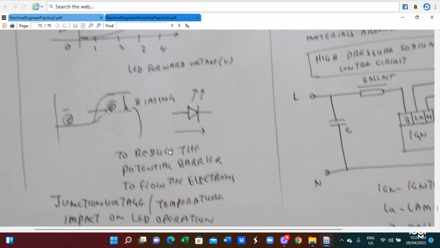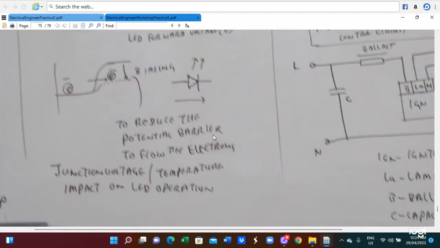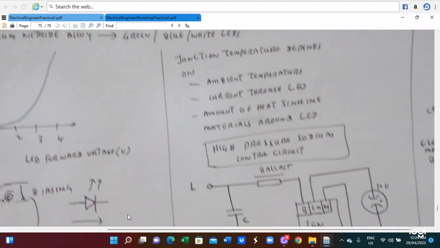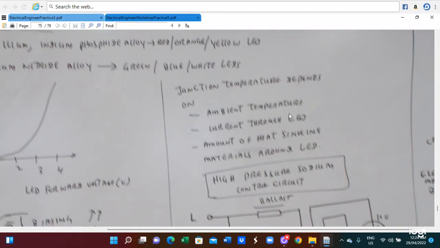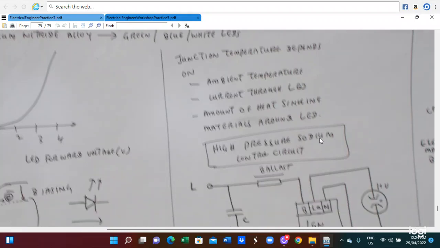To reduce the potential barrier, by providing a forward potential gradient we let the electrical current flow. When the current flows, it produces the light. Temperature also impacts LED operation. The junction temperature depends on the ambient temperature, current flow, the amount of heat sink, and the materials around the LED.